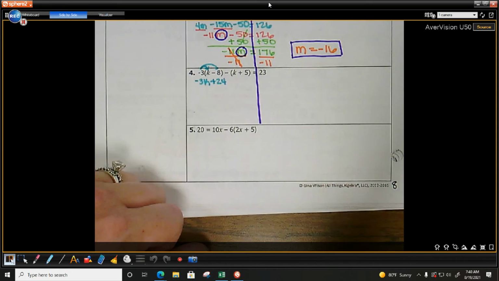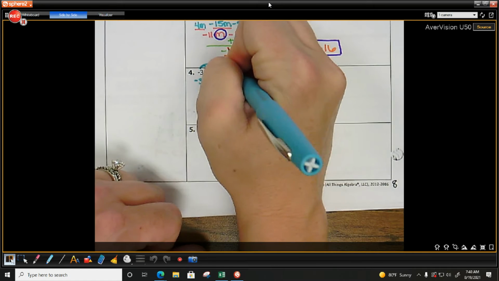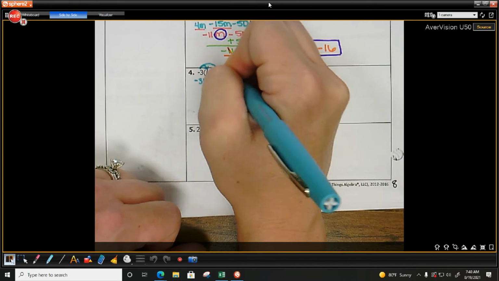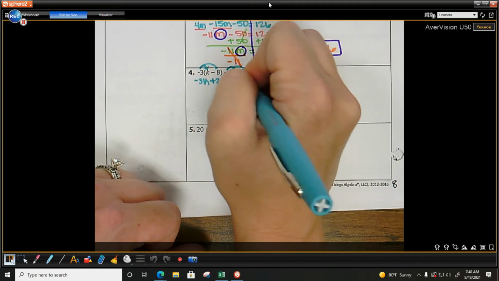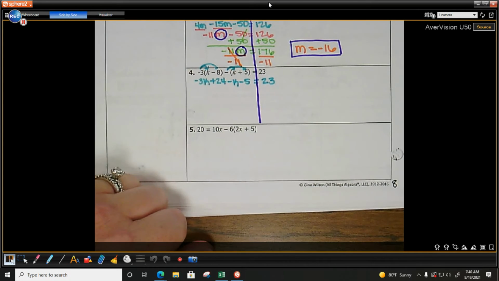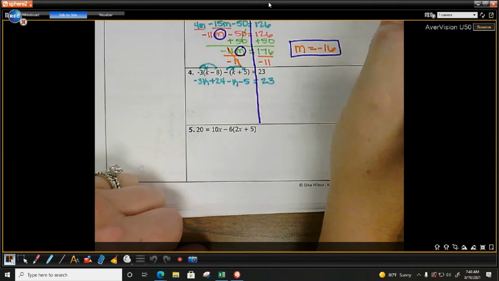What am I distributing on the right-hand side? The negative. What's a negative times k? And what's a negative times positive 5? And drop down your equals 23 because there's nothing to distribute on the right. Next step is combine like terms. Do I have like terms on my right side? Yes, what are they?